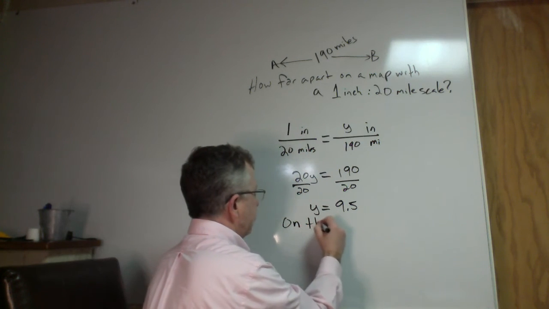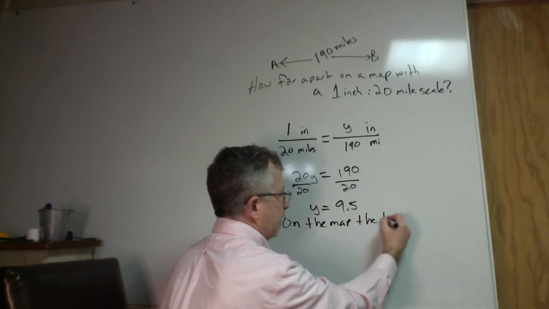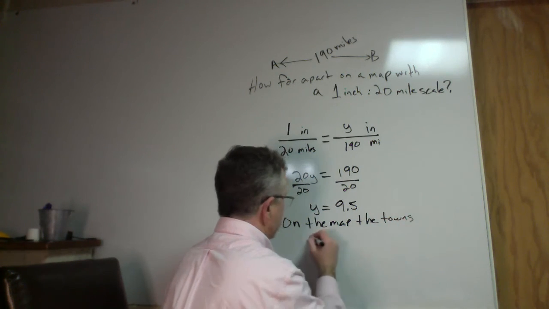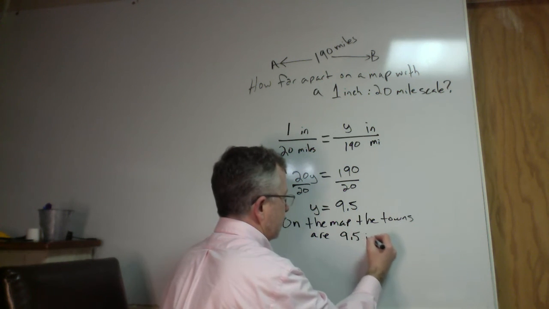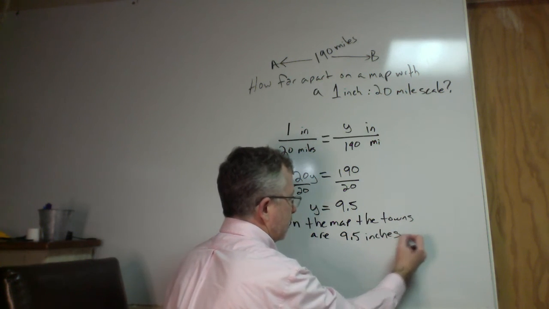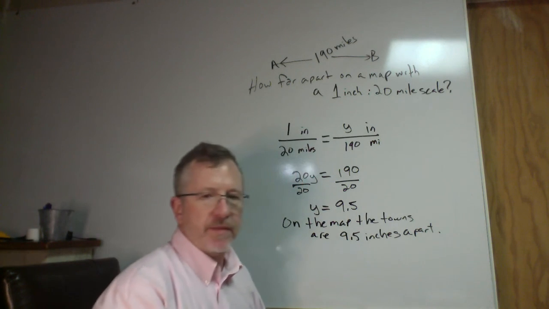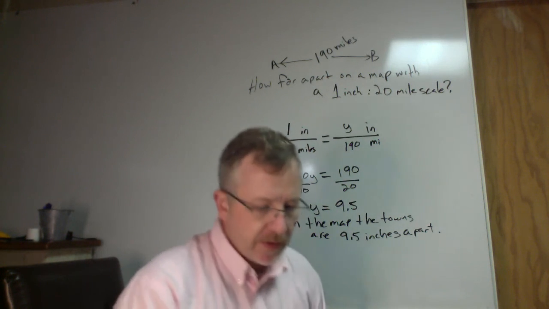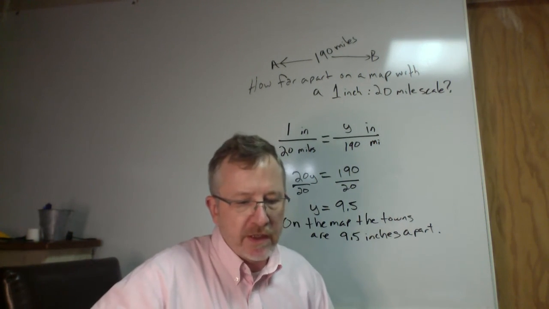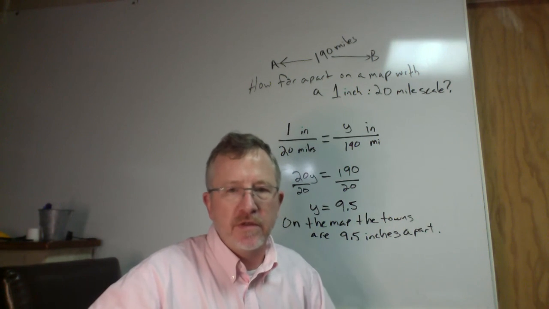On the map, the towns are 9.5 inches apart. So that is how you can calculate the distance on a map based on the original distance in the real world using the map scale.